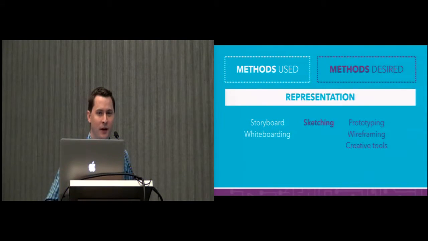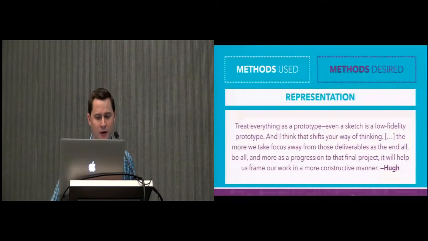So representation is the final category, and representation really goes in parallel with communication. And so this is the documentation or the physical or digital artifacts that you leave behind or work through to create a final solution for the client. And sketching was shared across both of these, and sketching and whiteboarding seem to be quite important to participants in terms of everyday communication of their work within their organizational environments. And Hugh talks about this sketching as a core skill of prototyping to shift the way of thinking from deliverables in the final project to lots of process steps along the way.